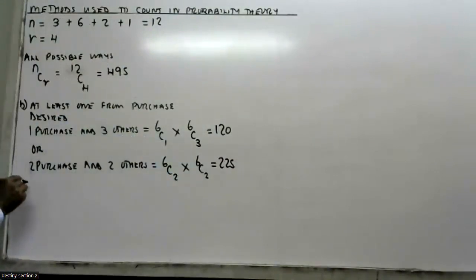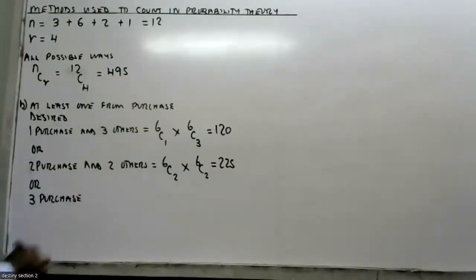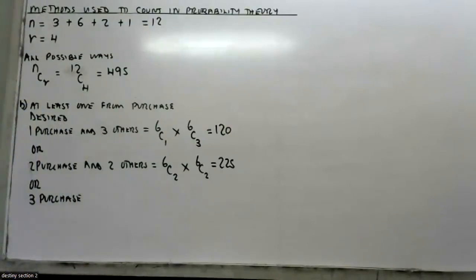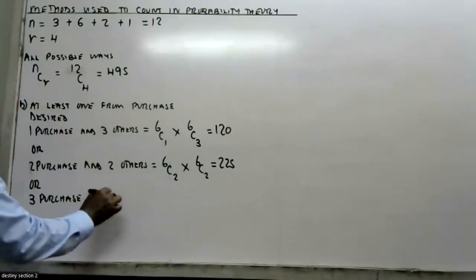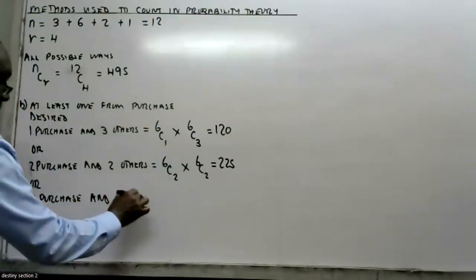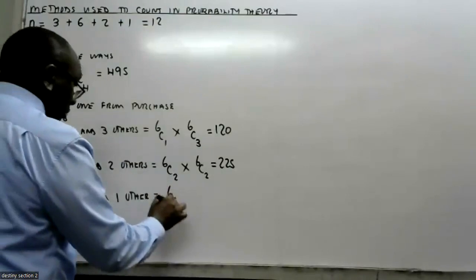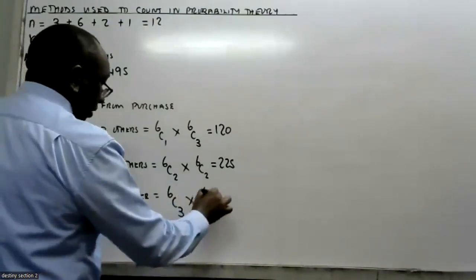The next one is all 3 purchase. A question, Mwalimu. Yes. I had seen 1 purchase, but I've seen it's 2. Okay, thanks. So 3 purchase and 1 other. So this is 6 combine 3 and 6 choose 1.